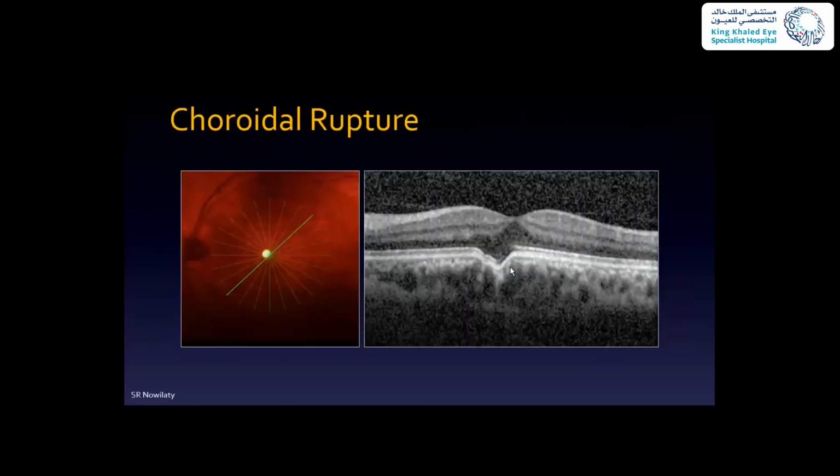Choroidal ruptures after trauma will look something like this, okay? You may have an interruption of the ellipsoid zone, okay, and sometimes the RPE kind of dips backwards, okay? Like a rent in the RPE. This is a typical case of a choroidal rupture.